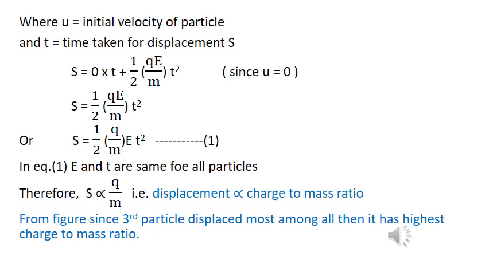In this equation, E and t are constants in the field for all the particles. So s is directly proportional to q/m, that is, the charge to mass ratio. So the particle which got displaced more in the field will have the highest charge to mass ratio. Therefore, we can see from the figure that the third particle has the largest displacement. Therefore, it has the highest charge to mass ratio.